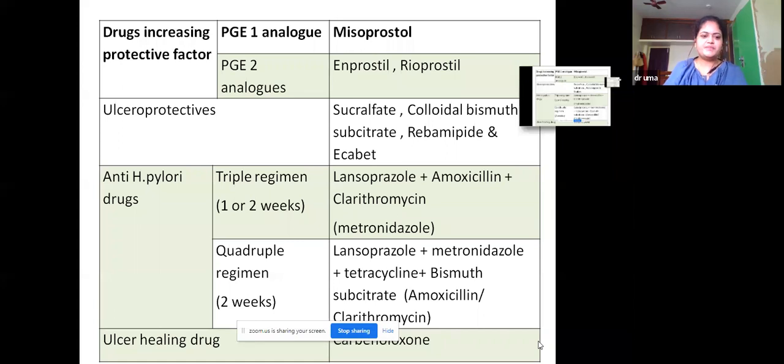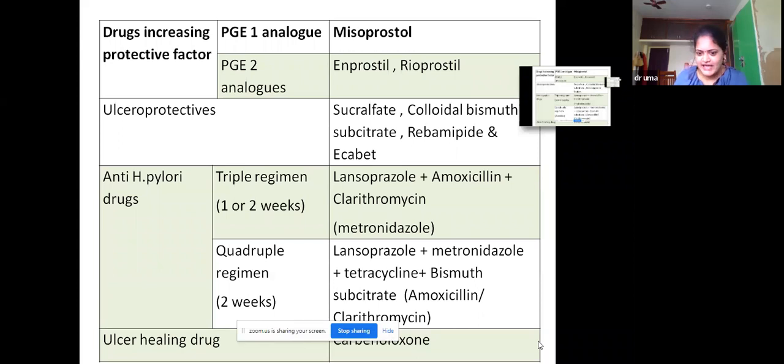The anti-H. pylori drugs include the triple regimen, which is lansoprazole, amoxicillin, and clarithromycin. It is usually said as CAP: clarithromycin, amoxicillin, plus a proton pump inhibitor. Due to clarithromycin resistance, metronidazole is now used instead of clarithromycin. The quadruple regimen is for 2 weeks. Nowadays, the quadruple regimen is followed because of clarithromycin resistance.